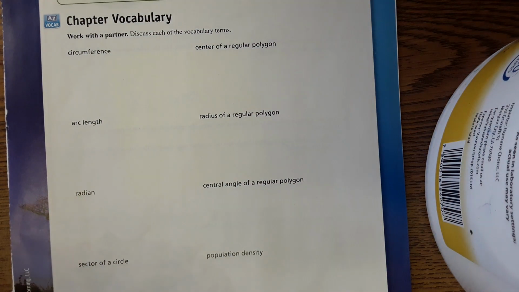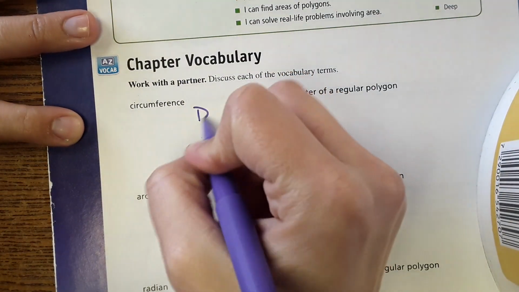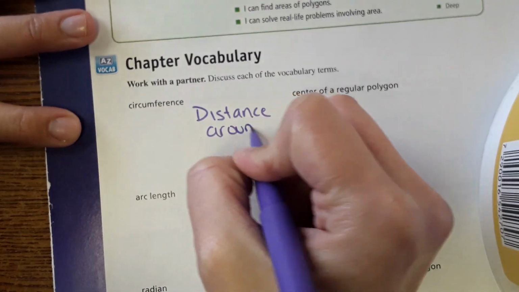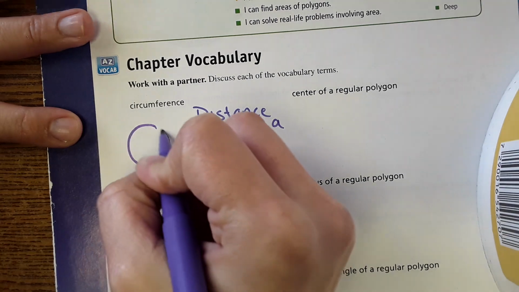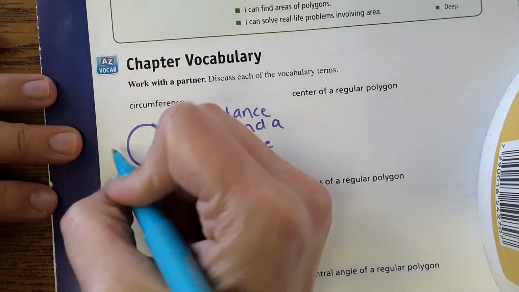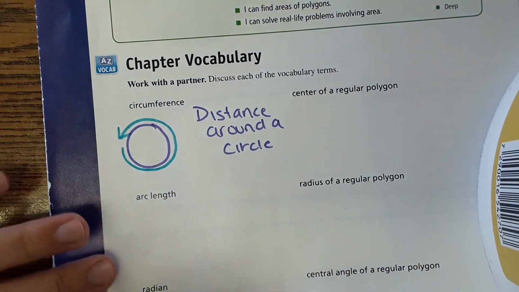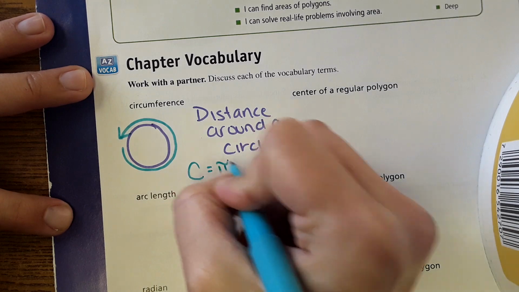So circumference should be very familiar to you as a vocabulary word. Circumference is the distance around a circle. So just if I was to say it in a few words, 5 words or less, distance around a circle. So if I was to draw a circle, then circumference would be like the length around it, like perimeter. And the equation that we use for circumference is circumference equals pi times diameter.